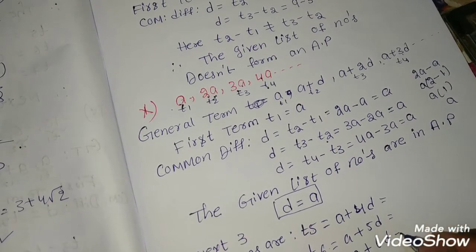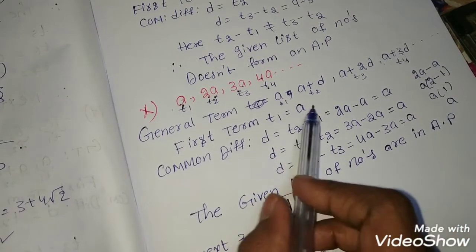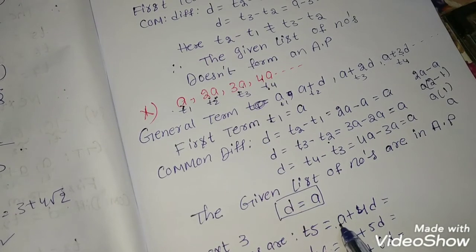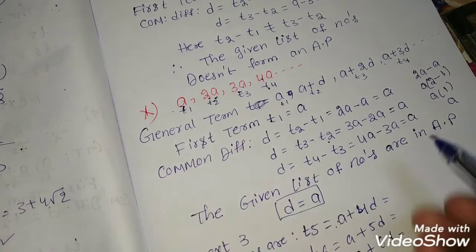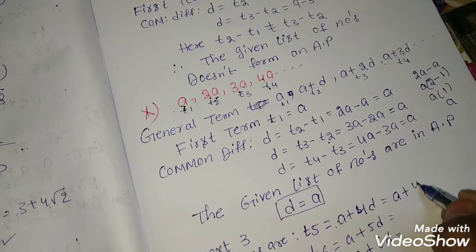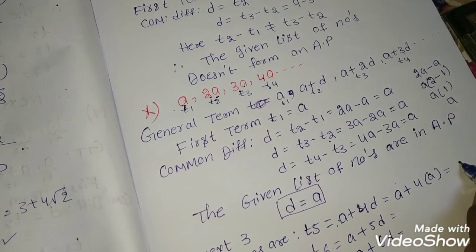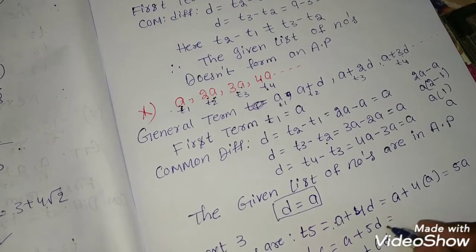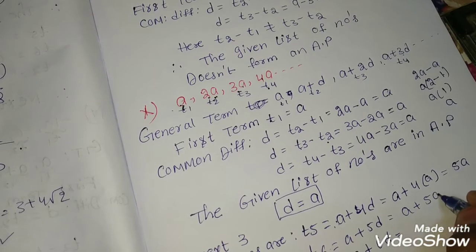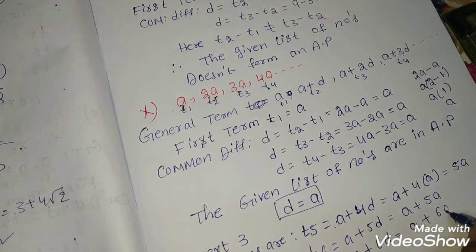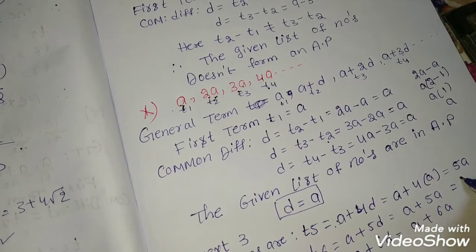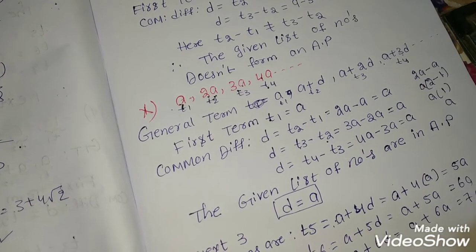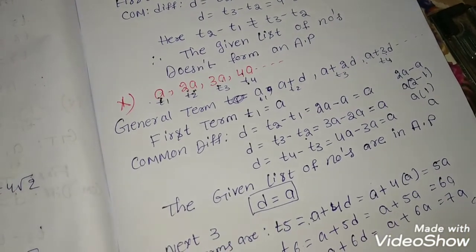Okay. What is A here? What is A? That means first term. A is the first term. So A itself. A plus 4 into, what is the difference? Difference is A. What we get? A plus 4A means 5A. And next A plus 5A. A plus 6A. So 5A plus A is 6A. This is 7A. Simple. We found.